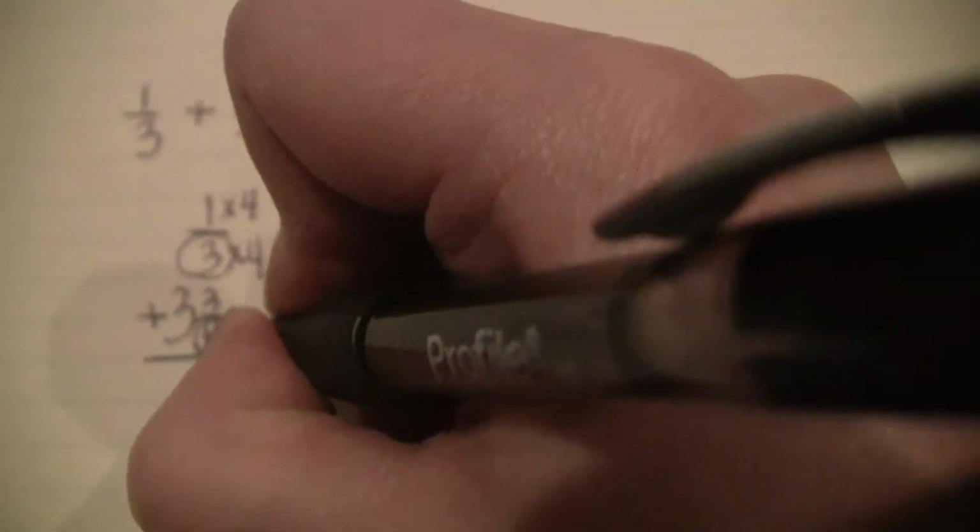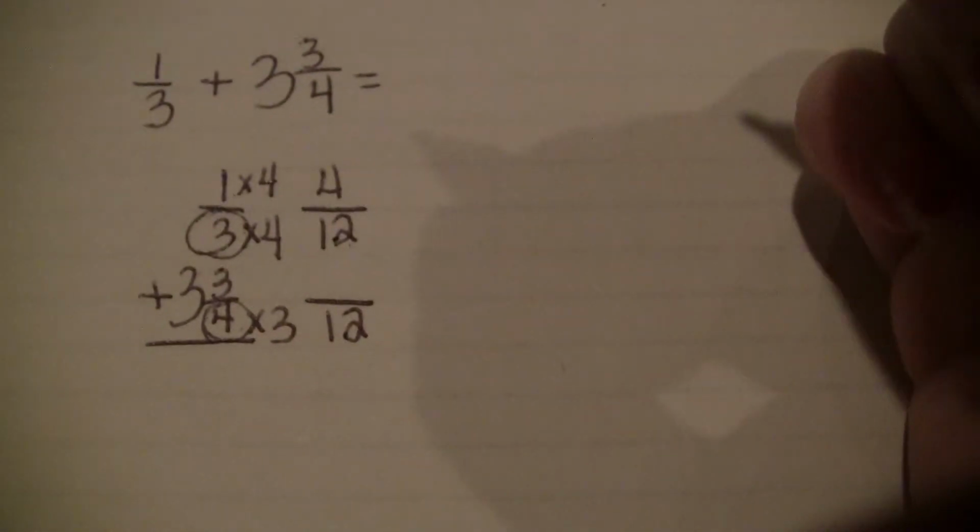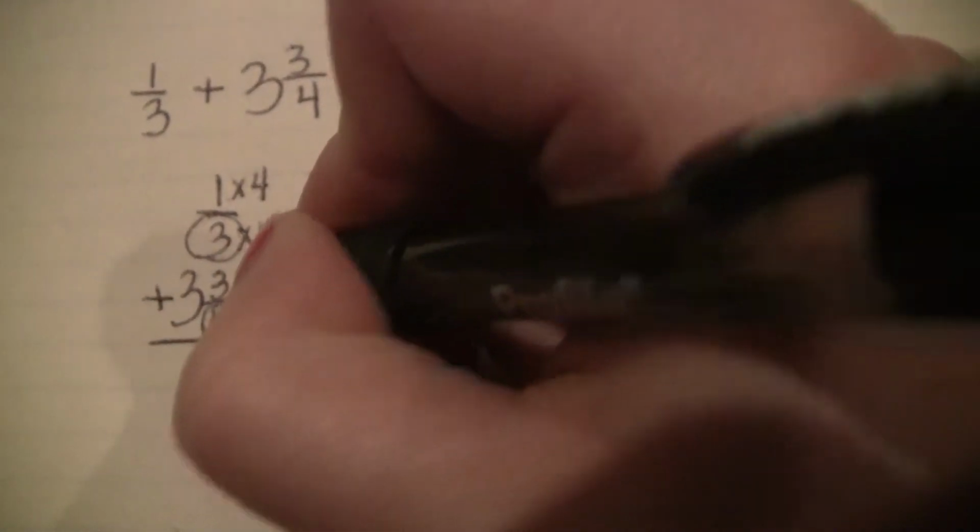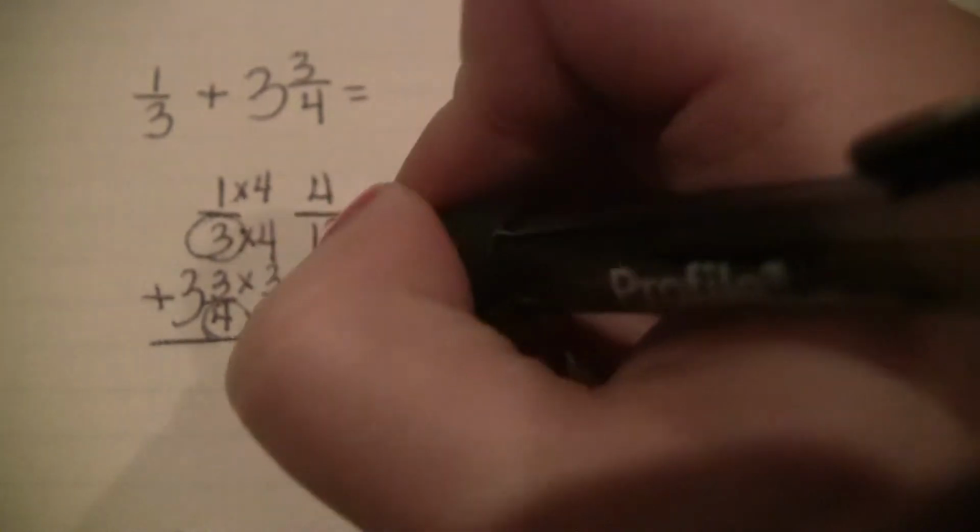I do the same for the next fraction. I ask myself, 4 times what gave me 12? 4 times 3 gave me 12. Since I did that on the bottom, I have to do that to the top. And I go 3 times 3 equals 9.